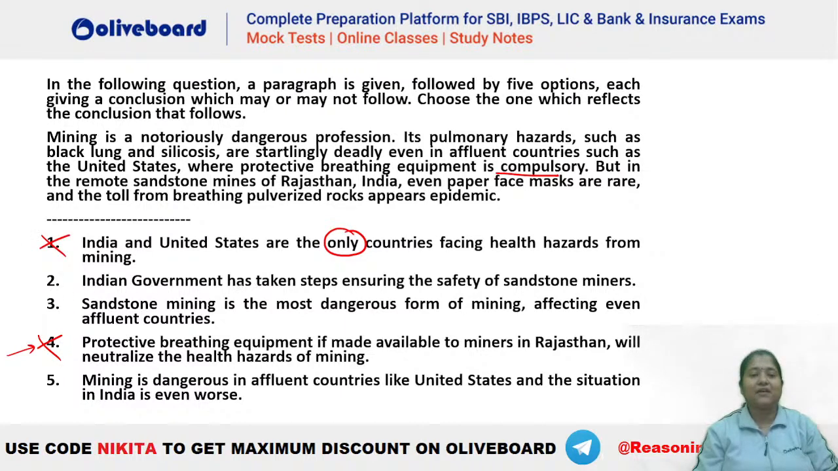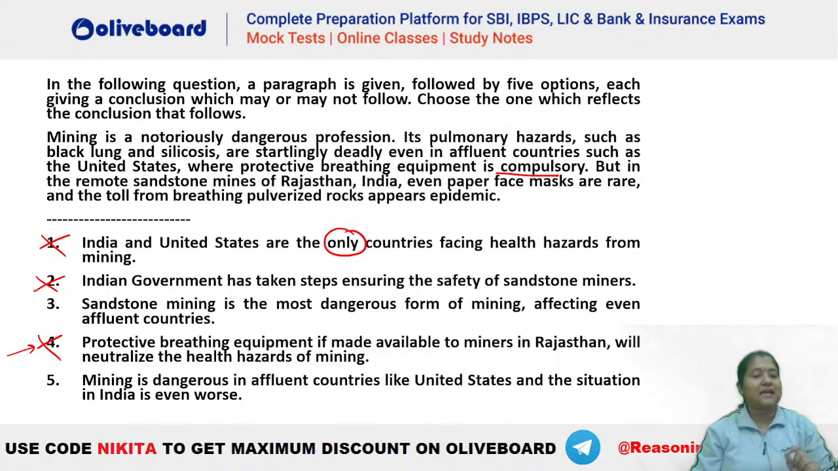Option 2 says the Indian government has taken steps ensuring the safety of sandstone miners. Nothing has been mentioned about that, and it is mentioned that in Rajasthan they do not even have these paper face masks, right? Rather than these breathing equipments, they don't even have face masks. So how can we assume that the government has taken some steps to ensure the safety of sandstone miners, isn't it?